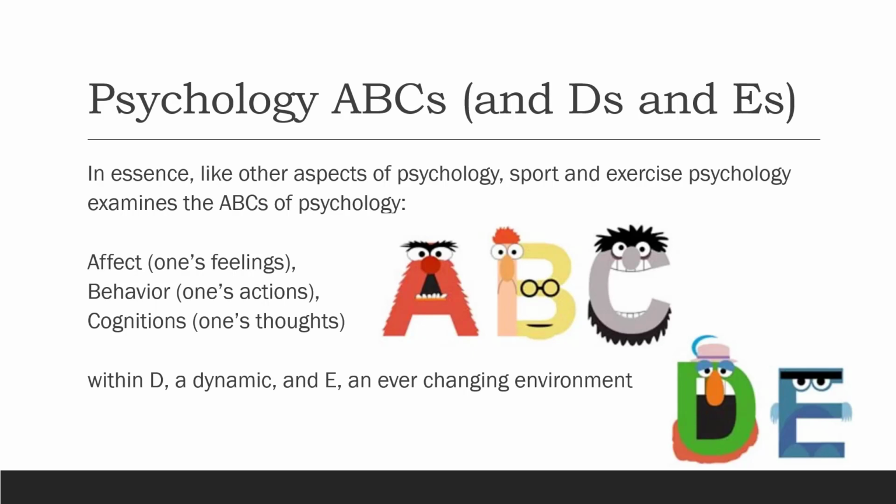Like other areas of psychology, sport and exercise psychology examine different aspects, sometimes called the ABCs, and D and Es of psychology. A is for the affect. This is a person's feelings. B is for behavior or one's actions. C is for cognition, which is one's thoughts. D is dynamic and E is for ever-changing. D and E go together because most situations are fluid. They change over time and with different stimuli. So that's why D and E are sometimes included with the ABCs of psychology.